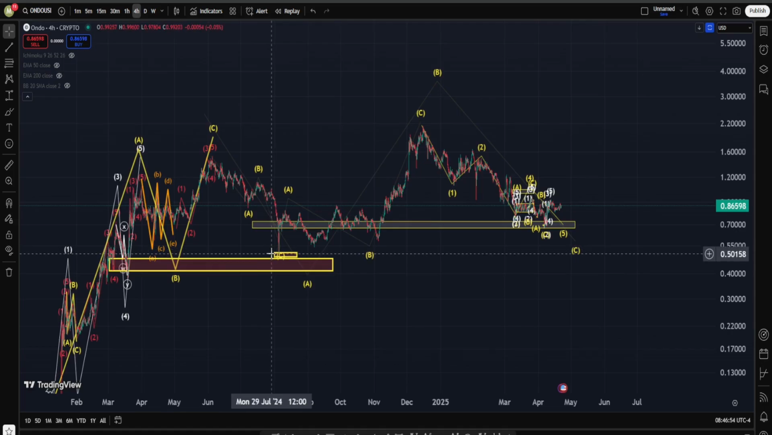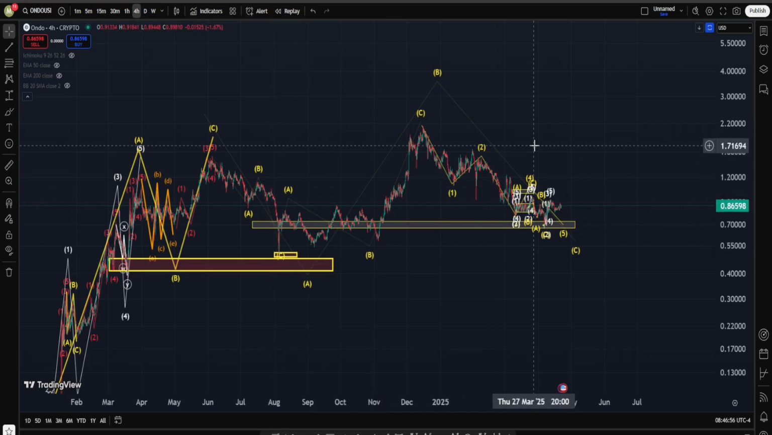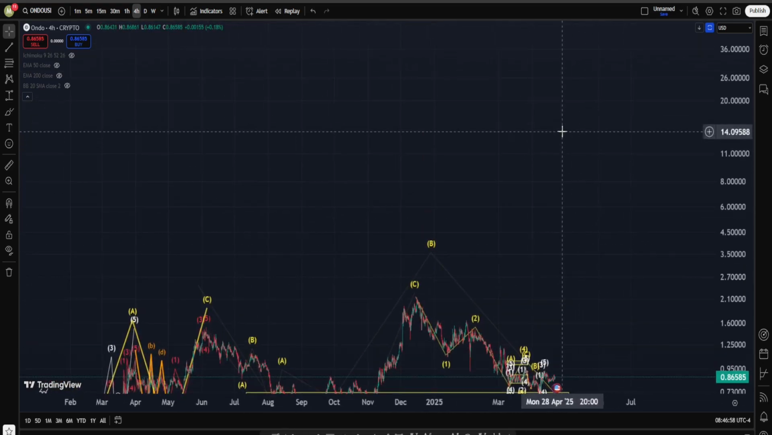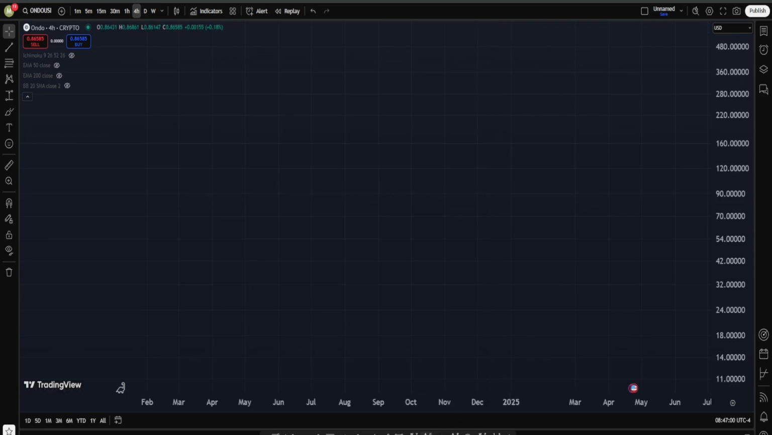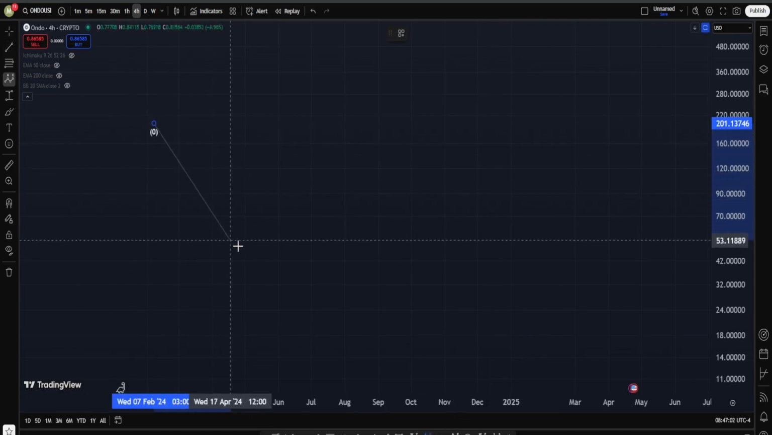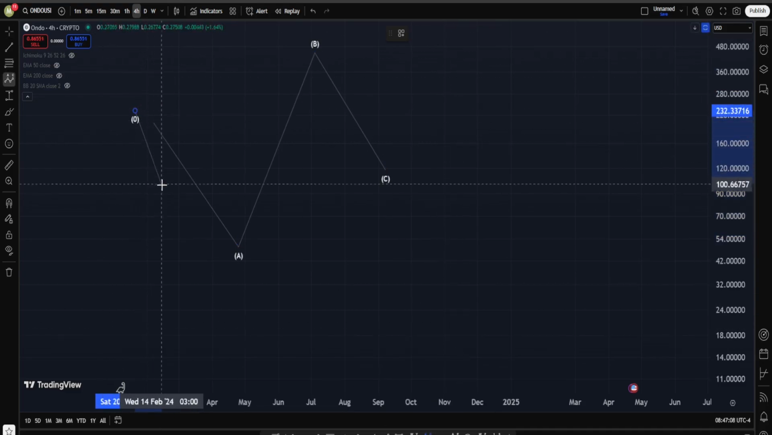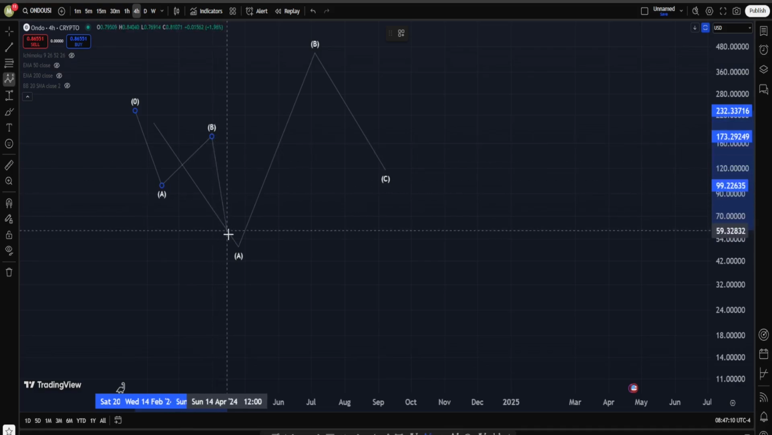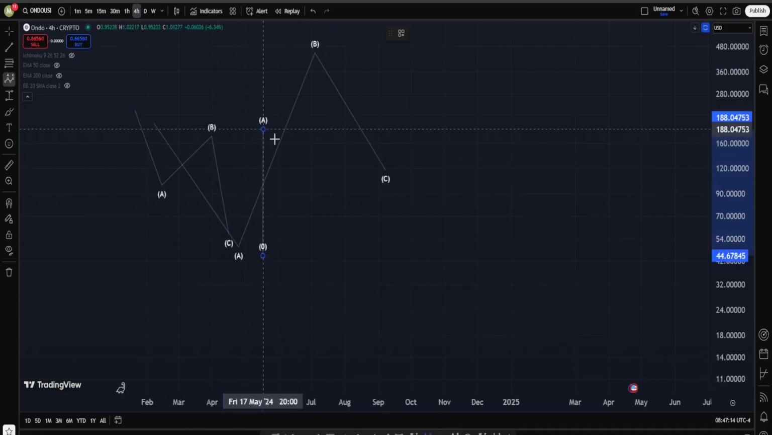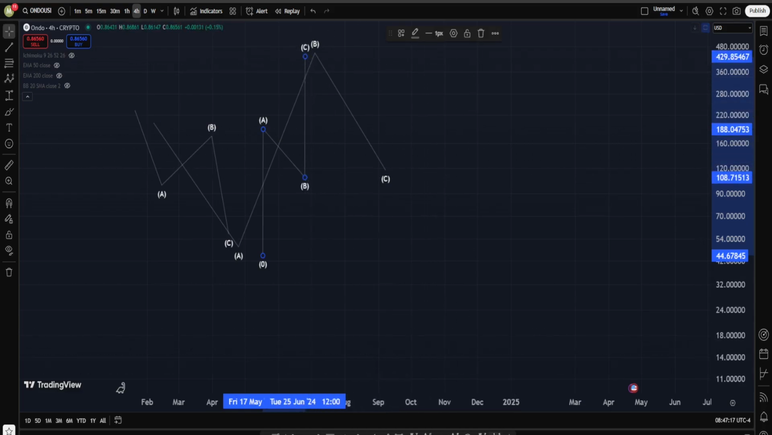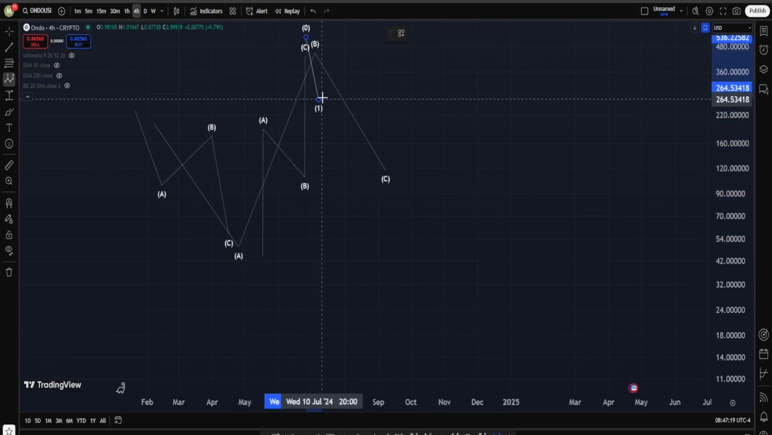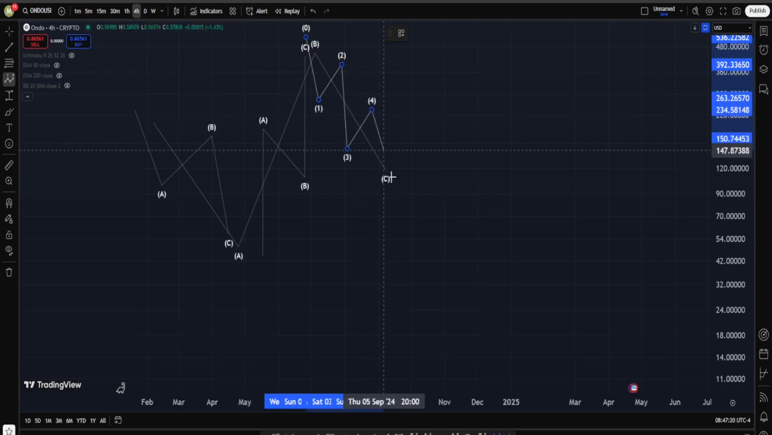If we are not going to take it, this pattern is a running flat. If we are going to take it, it's called an expanded flat. And let's just take this one. The subwaves are going to be for both of the patterns pretty much the same. ABC down into A, or maybe a WXY on the upside into B, it doesn't really matter a whole lot. And then a 1, 2, 3, 4, 5 wave impulsive structure down into our C leg.